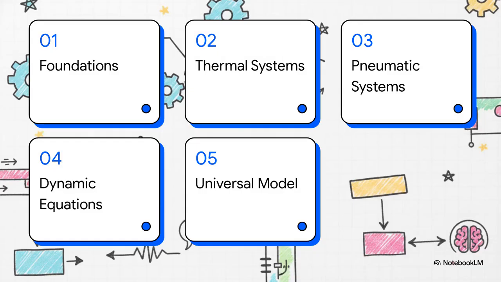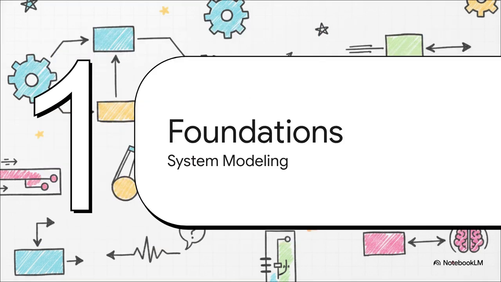So here's our roadmap. 1. Foundations of system modeling. 2. Thermal systems and heat. 3. Pneumatic systems and pressure. 4. Deriving the dynamic equation. And 5. The universal mathematical model. Basically, we're going to conquer the math behind two seemingly totally different physical worlds to reveal their shared structural skeleton.